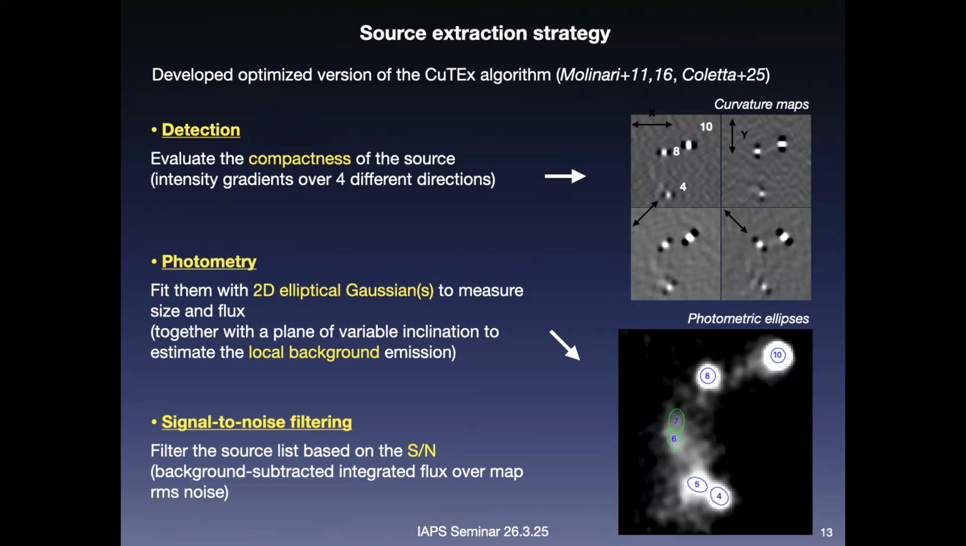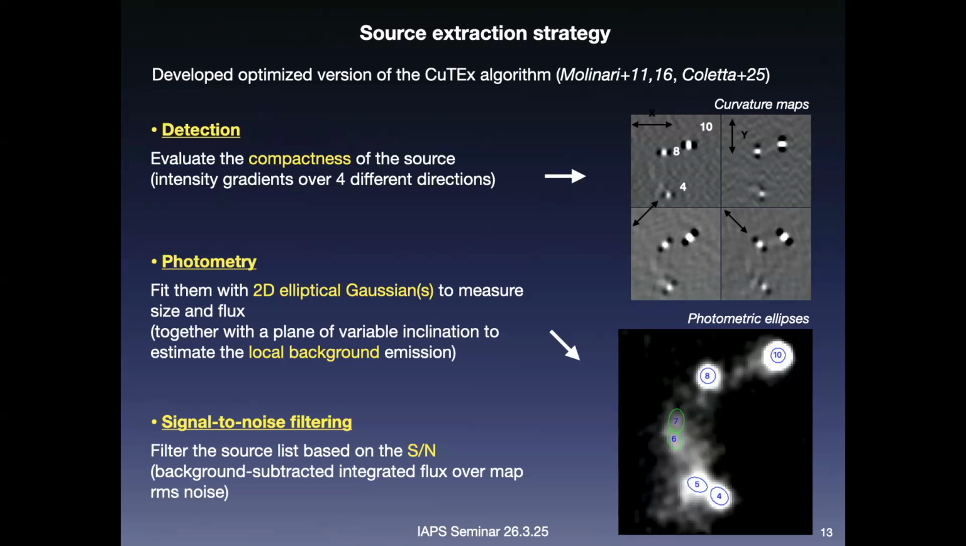So for the detection phase, we basically evaluate the compactness of the sources. We select the sources that are compatible with compact, roundish sources using the so-called curvature maps, basically differentiating the intensity images to evaluate the intensity gradients over the different directions, only to select the most compact sources.